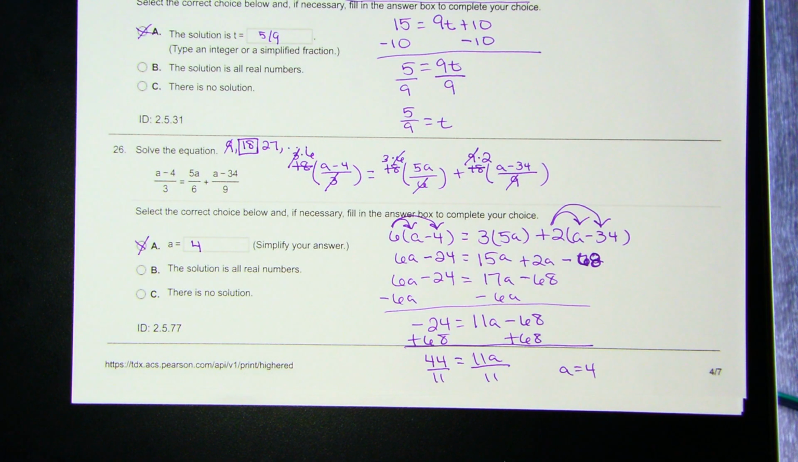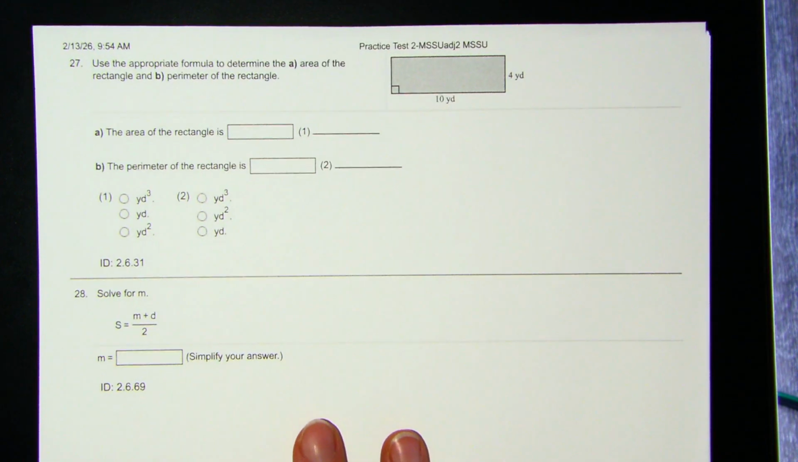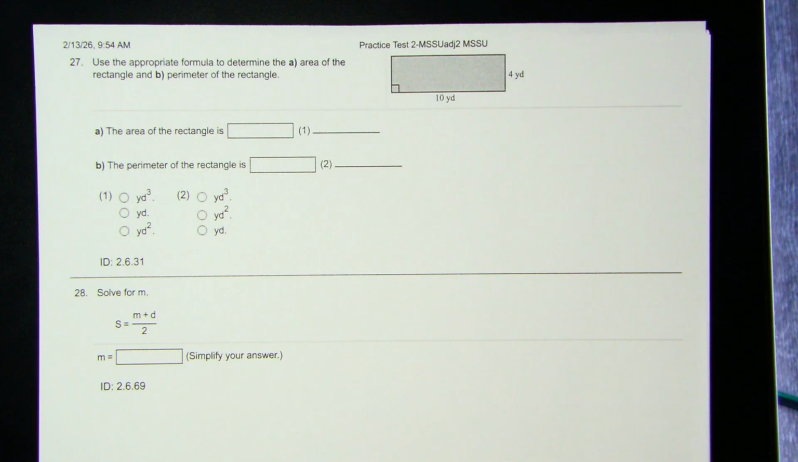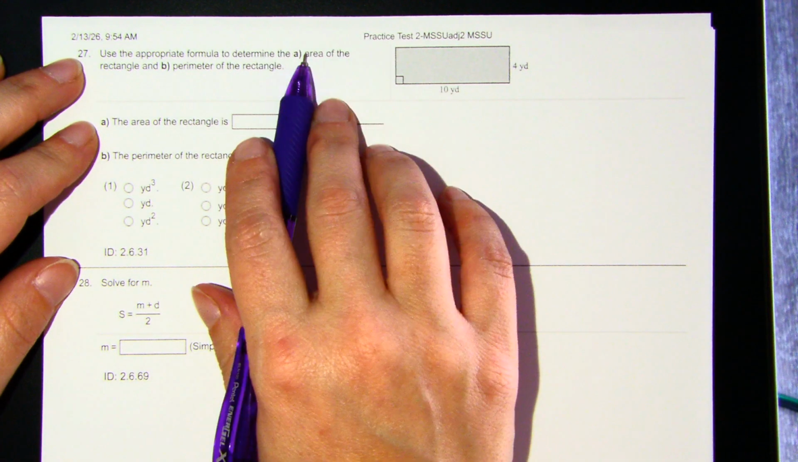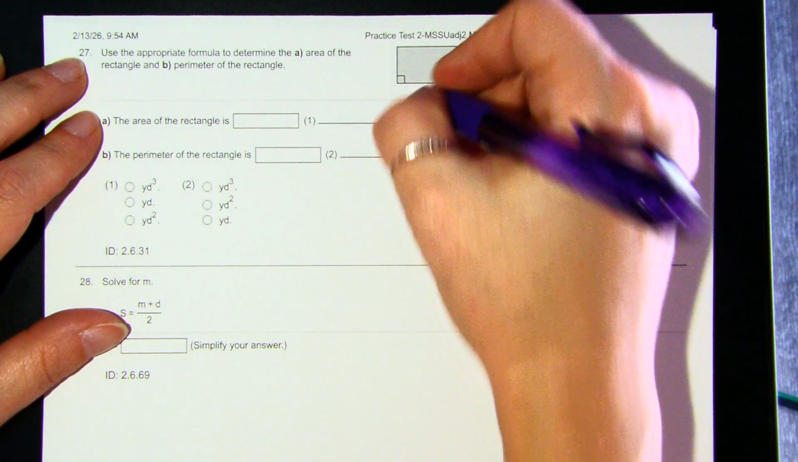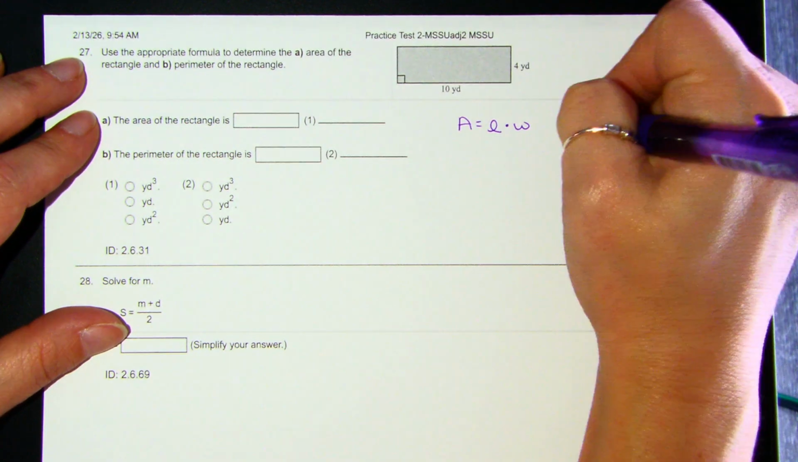All right, 27, our slight word problem, not really, but very slight word problem. Use the appropriate formula to determine the area of a rectangle and the perimeter of a rectangle. So first we need to know area of a rectangle. Area of a rectangle is the length times the width. The perimeter of a rectangle is 2 times the length plus 2 times the width. And then they give us the length and the width. The length is 10, the width is 4.